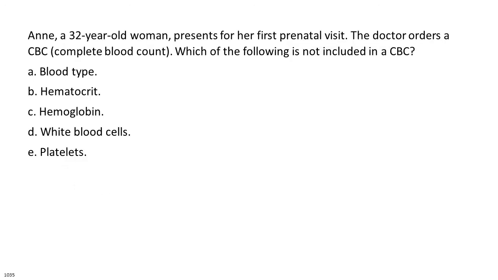Anne, a 32-year-old woman, presents for her first prenatal visit. The doctor orders a CBC, complete blood count. Which of the following is not included in a CBC? A. Blood type. B. Hematocrit. C. Hemoglobin. D. White blood cells. E. Platelets.